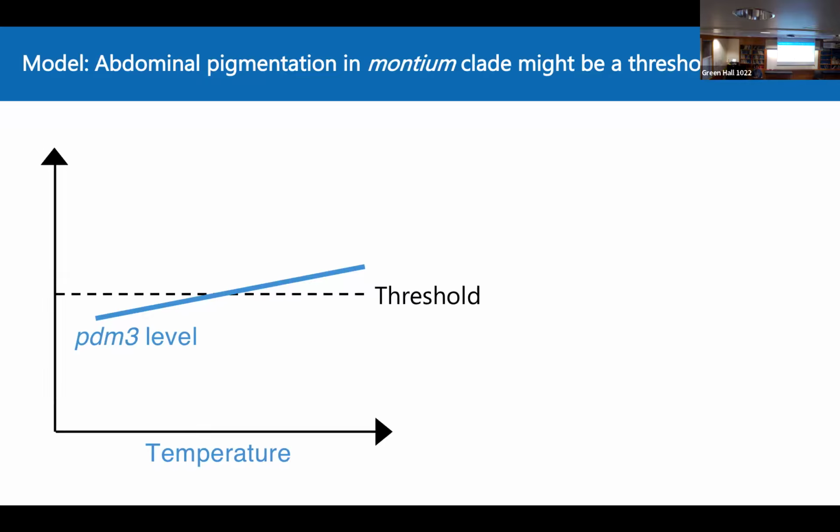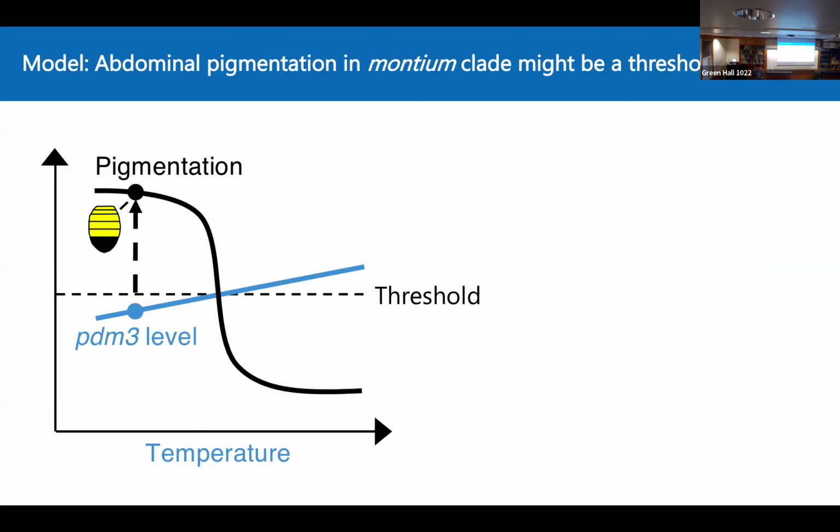And if there's any threshold, it's possible that when the PDM3 level is below the threshold, it's possible to have the dark pigmentation color.